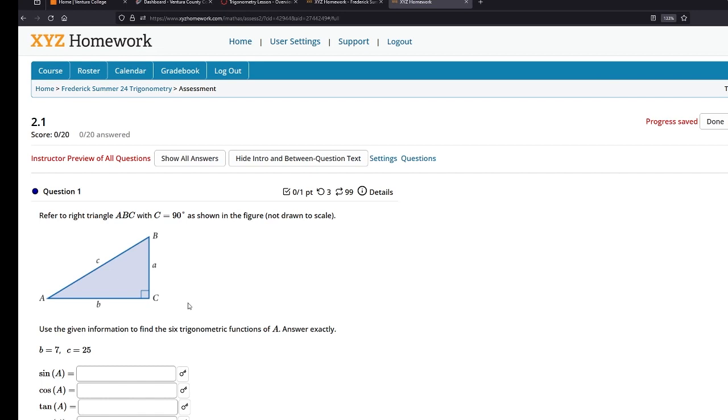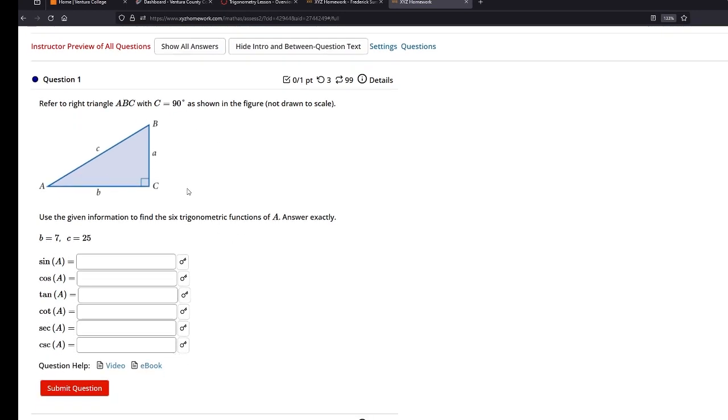So you can see we have similar stuff here. Here's a homework question. Refer to the right triangle below with c equal to 90 as shown. Use the given information to find the 6 trigonometric functions of a. Answer exactly. b is equal to 7. c is equal to 25.